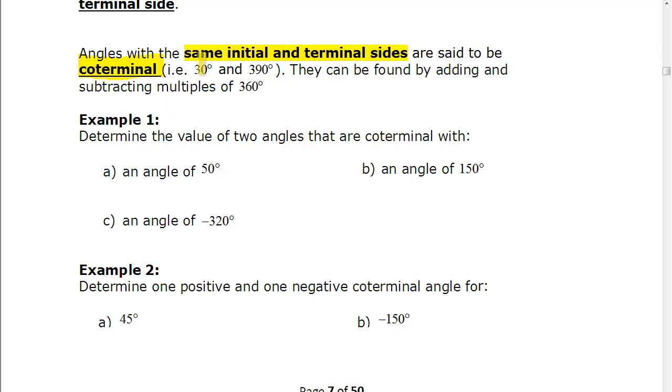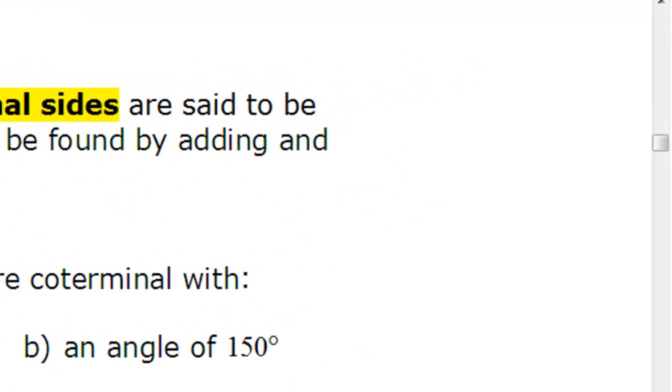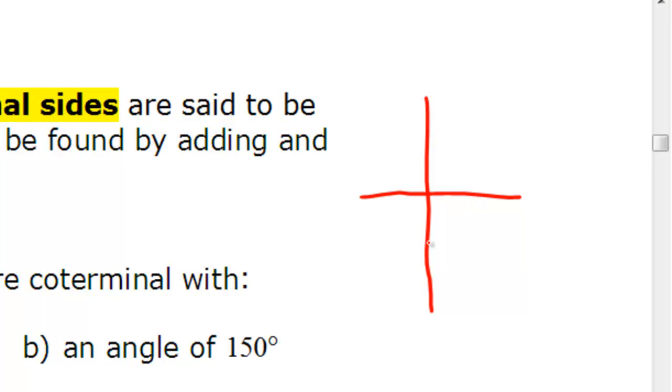So an example of that would be something like 30 and 390 degrees. So what do we mean start and end in the same place? Well, if we look at coordinate axes here, so we have quadrants, if we start from here and go up to 30, it looks like that. Well, if we start here, when we're talking about this as our angle, and we want to make a 390 degree angle, well, we have to go all the way back here. A full rotation gives us 360 plus 30 is 390.